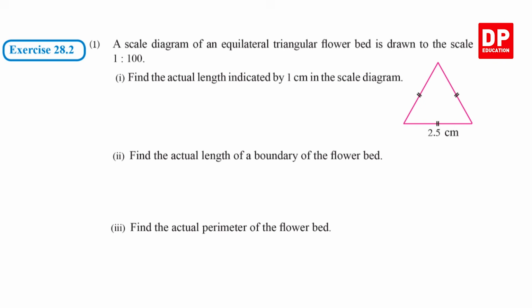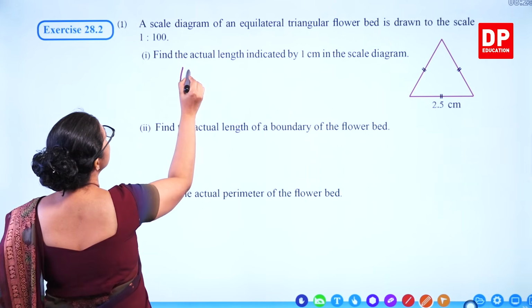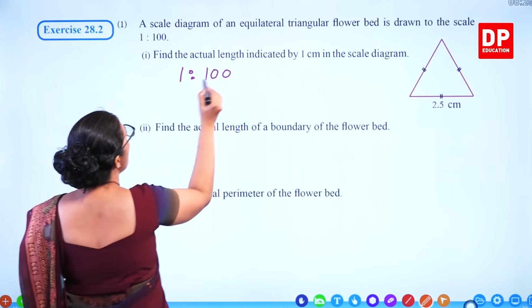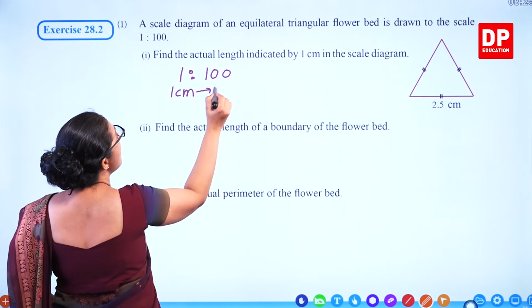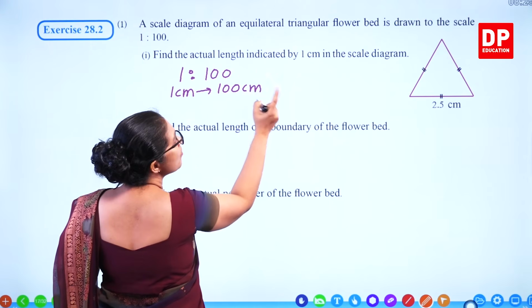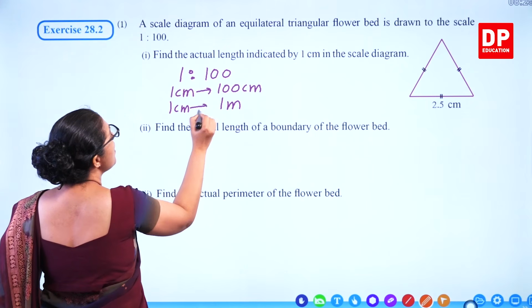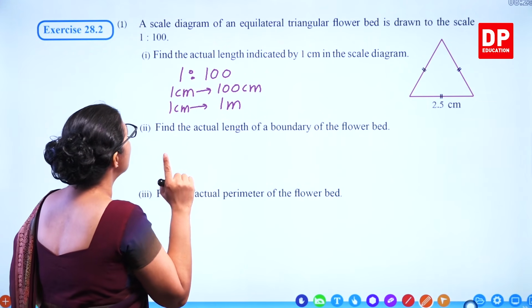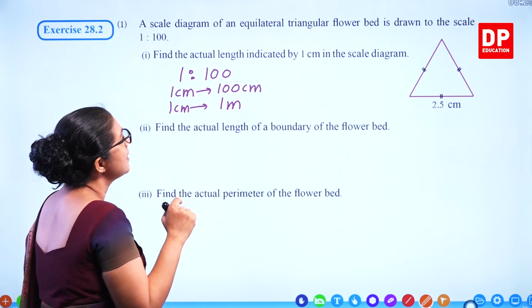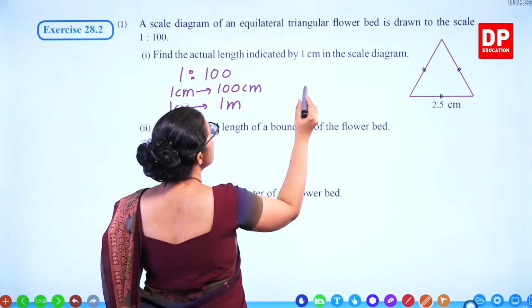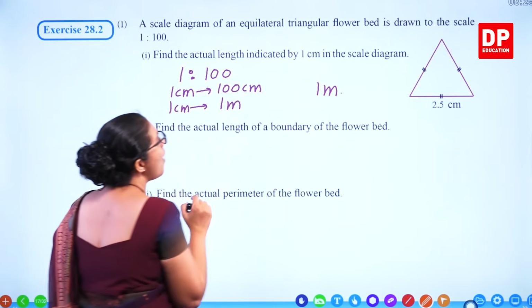Exercise 28.2. A scale diagram of an equilateral triangular flower bed is drawn to the scale 1 to 100. Find the actual length indicated by 1 centimeter in the scale diagram. So 1 to 100. 1 centimeter represents 100 centimeters, or you can divide by 100, that's 1 meter. 1 centimeter represents 1 meter. So if this is a 1 centimeter length, the actual length is 1 meter. So the answer is 1 meter.